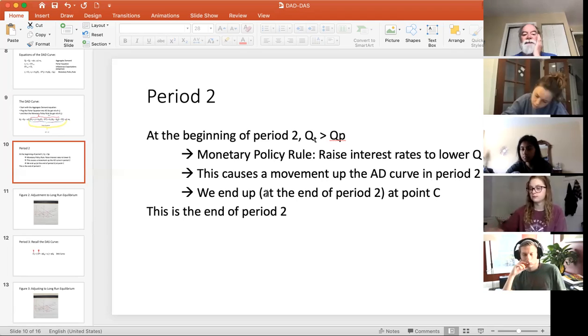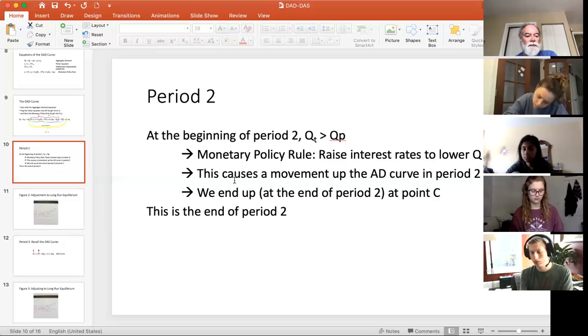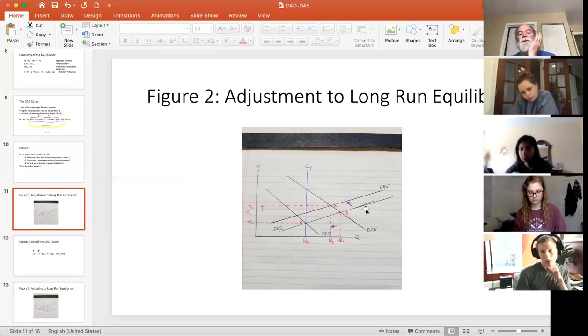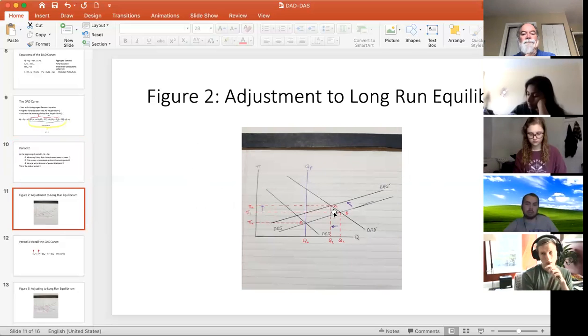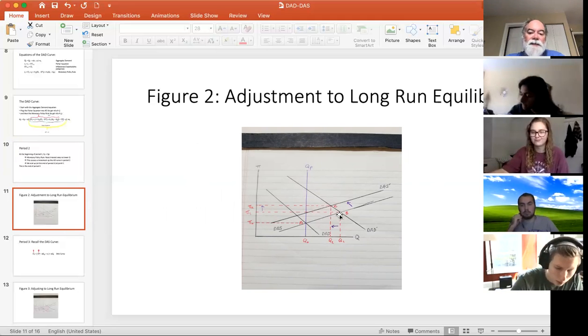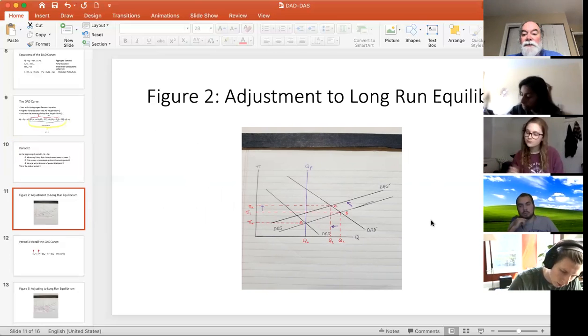All right. End of period 2. Now, beginning of period 3. Let's go back to our graph. What do we discover at the beginning of period 3? What do people discover at point C? Inflation is still rising. They discover that inflation is higher than they expected it was, because they were still thinking about pi sub 1, and now they discover we're at pi sub 2. So they increase their inflationary expectations again.